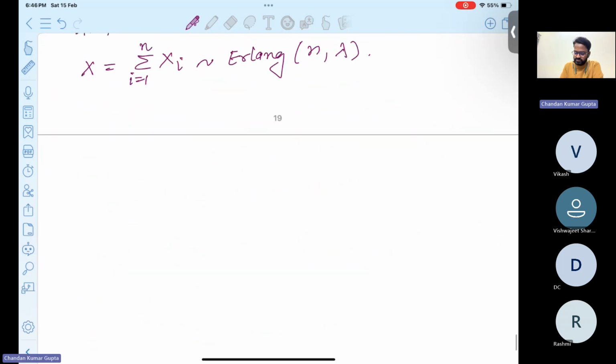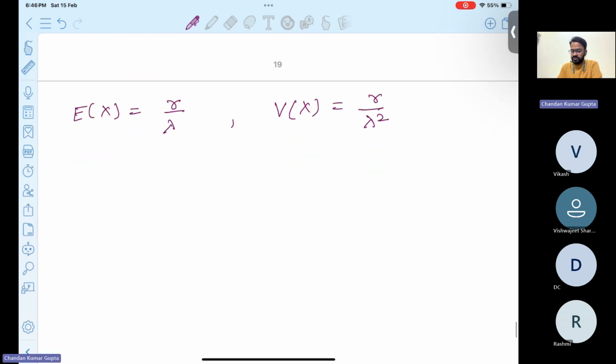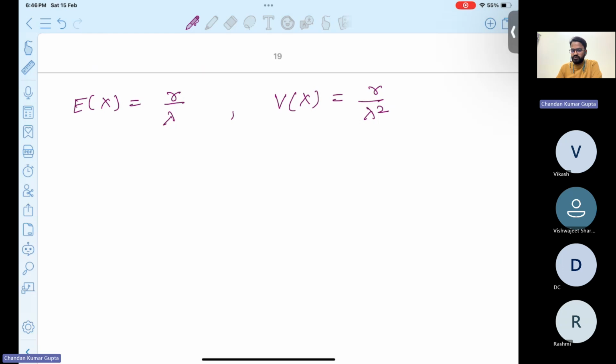Now the mean and variance of this distribution: the expectation of a gamma variable is r upon lambda, and the variance is r upon lambda square. Remember, when we put r equal to 1, the gamma distribution converges to the exponential distribution. Here, when we put r equal to 1, the expectation of the exponential distribution is 1 upon lambda, which we get from here.